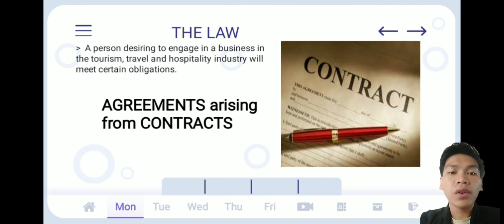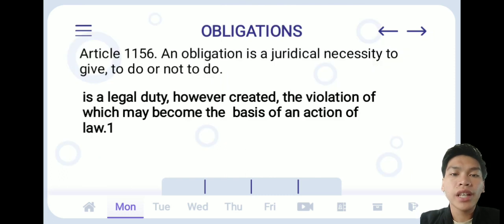So part of a contract is the agreement. Contract is applicable especially in the business industry. So the tourism and hospitality industry also has contracts. In Article 1156, an obligation is a juridical necessity to give, to do, or not to do. So in this article, an obligation is a necessity to give or to do.